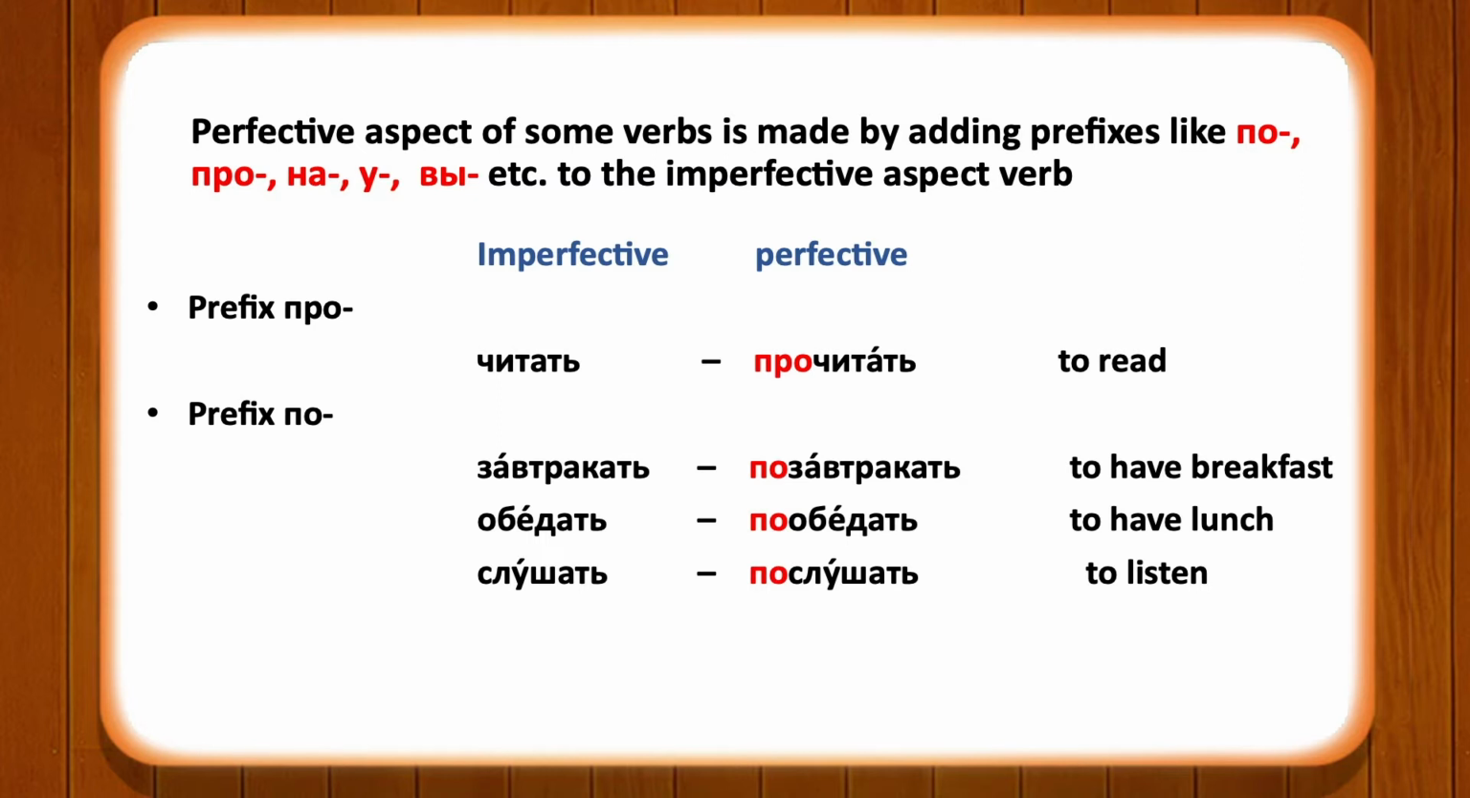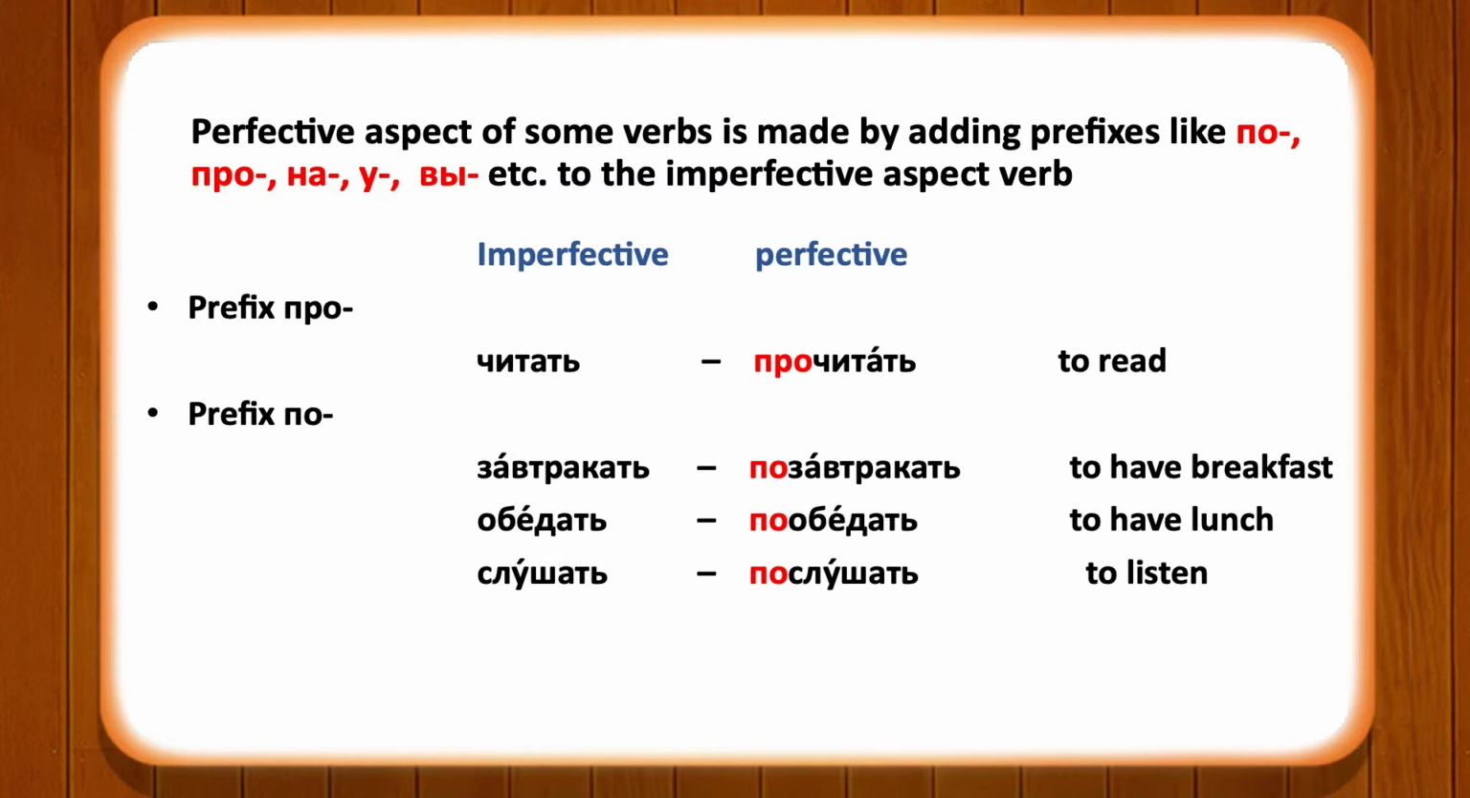The perfective counterpart of this verb is also formed by adding a prefix. In this case, the prefix po is added to make the perfective aspect verb. So, zavtrakat is imperfective. Its perfective counterpart is pozavtrakat. Zavtrakat, pozavtrakat. Both means to have breakfast.